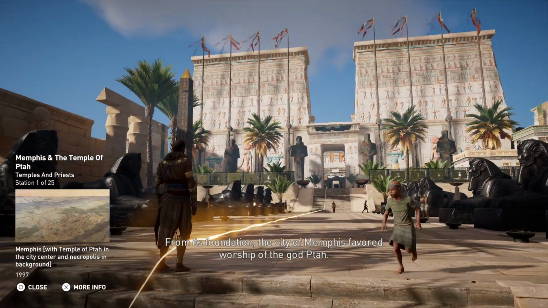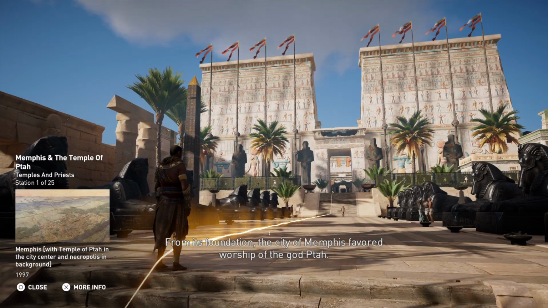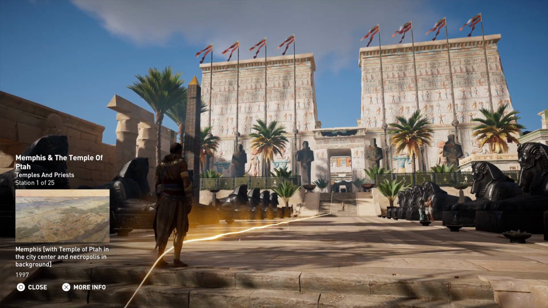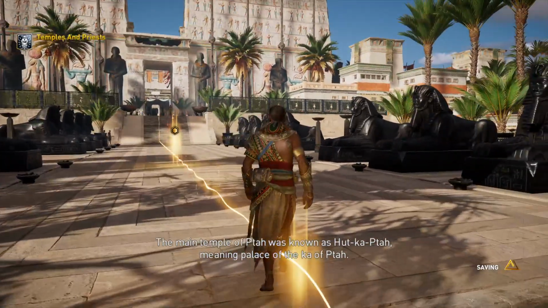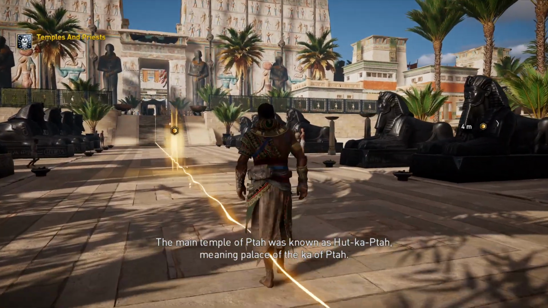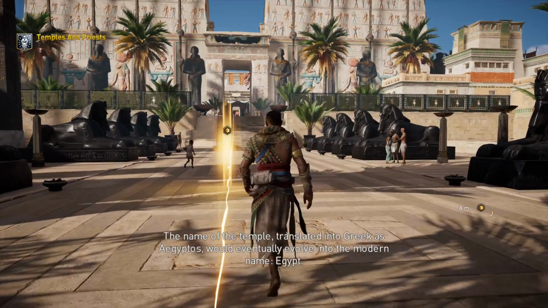From its foundation, the city of Memphis favored worship of the god Ptah. The main temple of Ptah was known as Hut-Ka-Ptah, meaning Palace of the Ka of Ptah. The name of the temple.